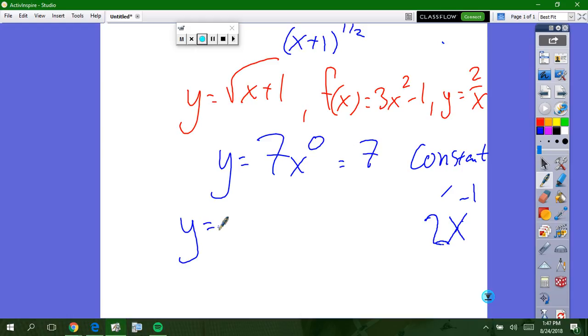Because it's the same thing. This and this are the exact same, correct? You have an x in there. Exactly. What's x to the 0? 1. Anything raised to the 0 power is 1. 1 times 7 is 7. Makes sense?